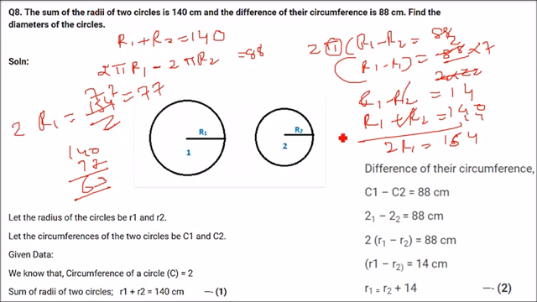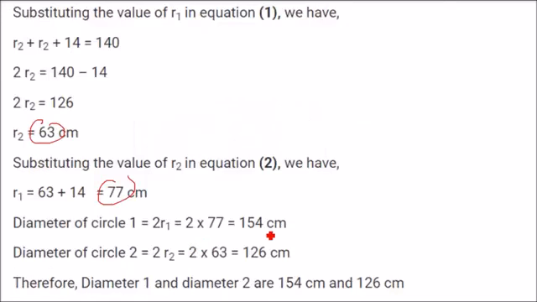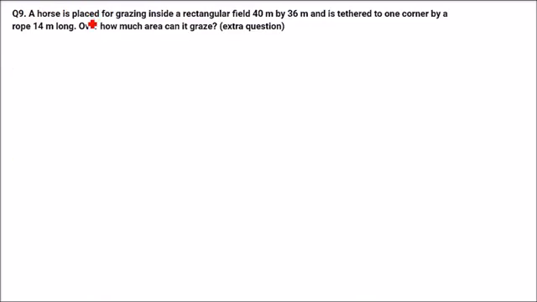So we just have to take 2r1, and this 2r1 was 154. So the diameter of the first one of r1 radius is 154. And the other one is 63, so multiply it by 2. So this will be 126. 154 and 126 are the diameters of these two circles.